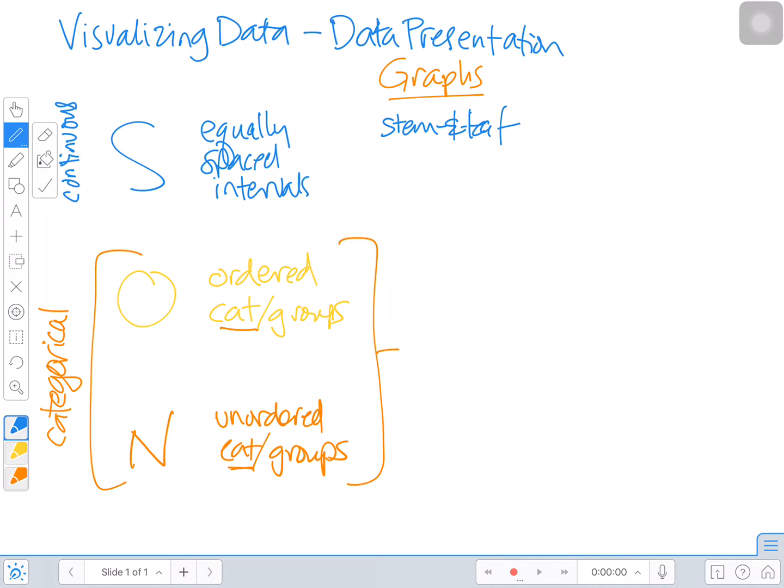And so we have this little ruler that we're kind of imagining that shows those, which they don't look very equal on my ruler, but that shows those equally spaced intervals. The other graph that is more common for a scale variable is called a histogram.